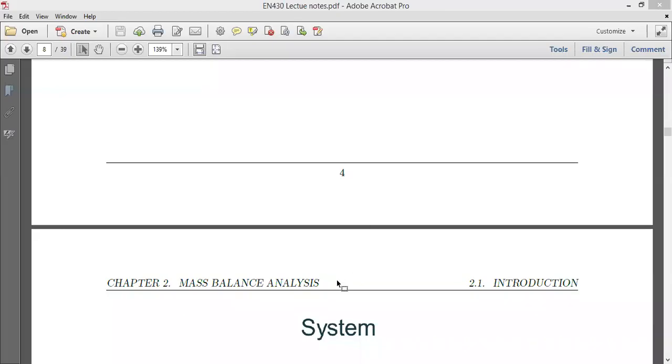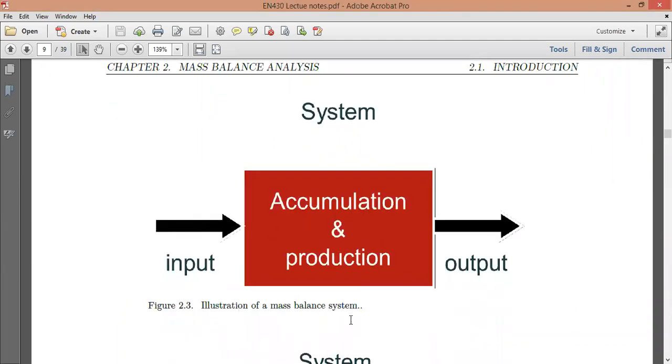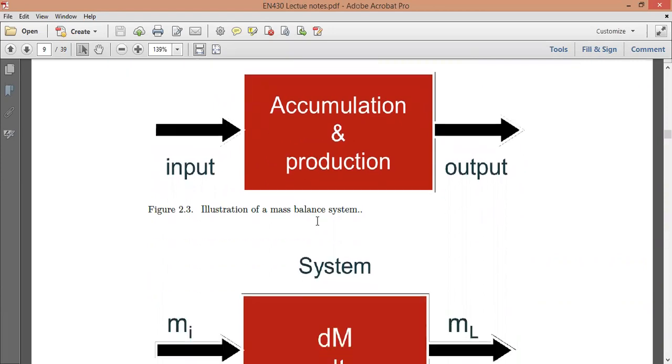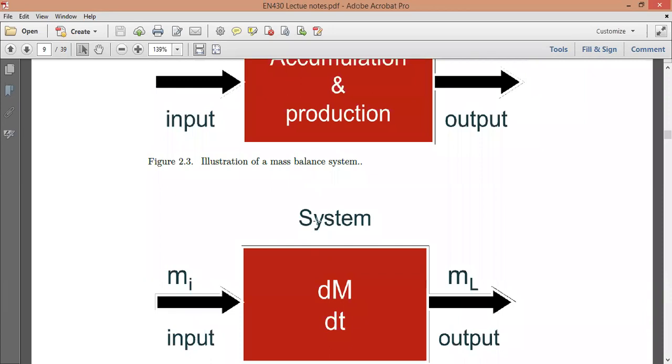Okay, so let's look at the systems closely once more. You have our system here: inputs, accumulation and production happening here. Then you have your output. So there could be zero accumulation, zero production. That is also possible. Now in simpler terms, the symbol we use for input is MI.